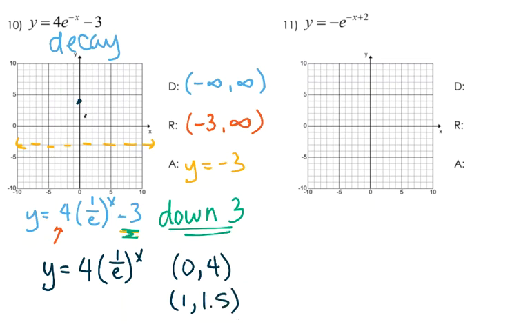Alright, now remember, those aren't really the points that I want. I have to graph the down 3. So take both of those points and move them down 3. Remember, this is decay, so the right side should be getting really close to the asymptote. The left side should be going up. Alright, let's try another one.